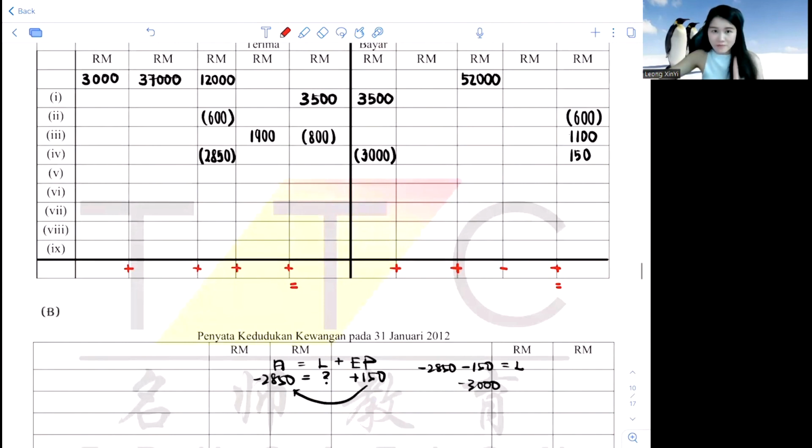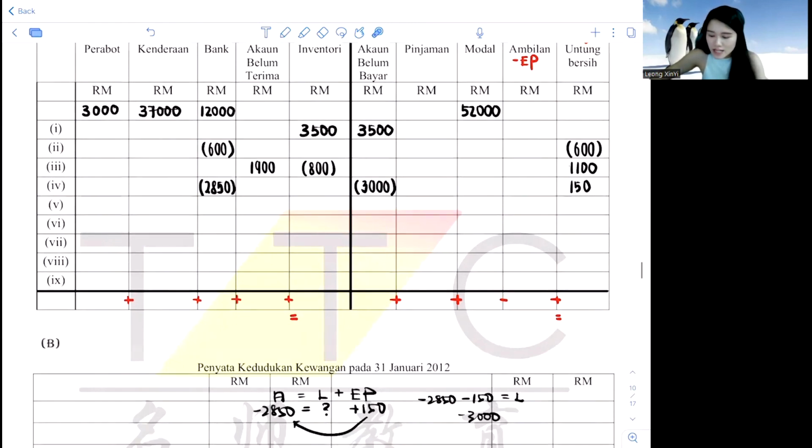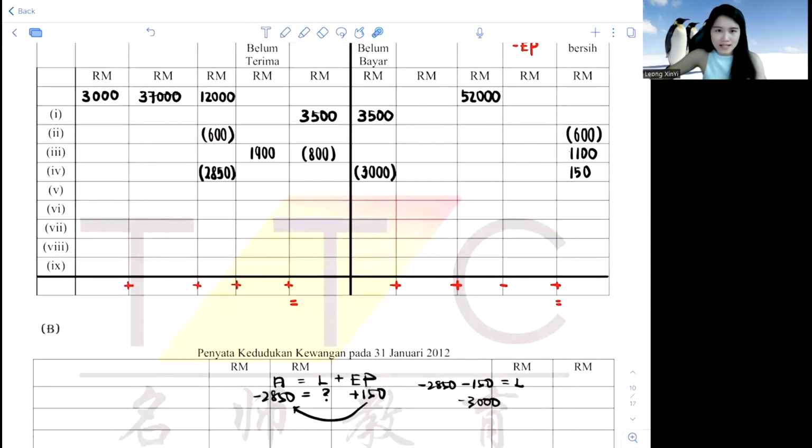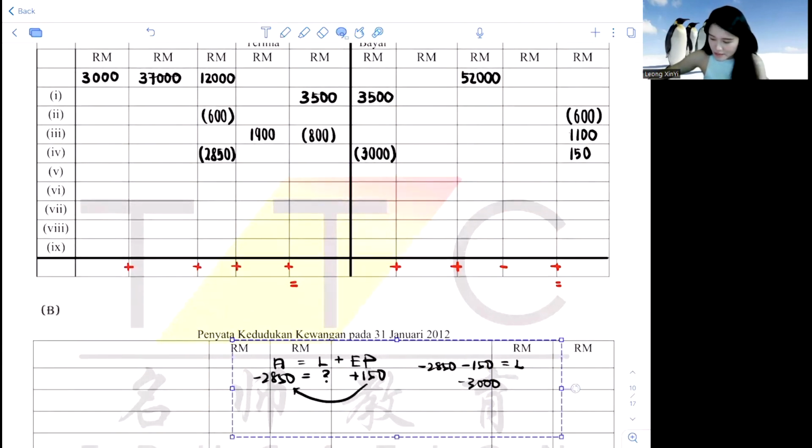Equals. But here I'm reminding you guys that your unbalance is supposed to be minus. So of course, exam time, I wouldn't be there to remind you already. You need to tell yourself so that unbalance, please press negative, don't press positive. Okay, so that is what I want to tell you guys for this part here.